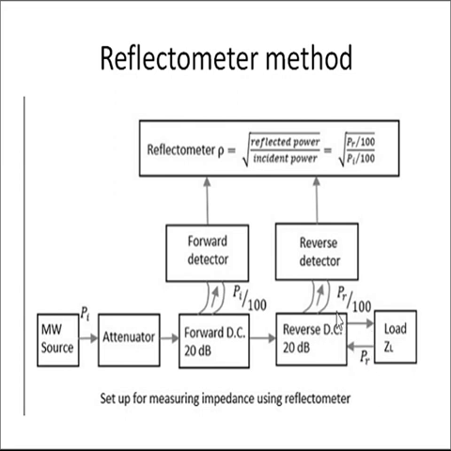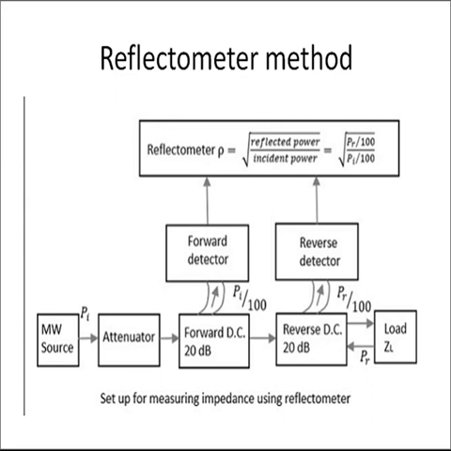Because of impedance mismatches, reflections will occur. These reflected signals will be directed by the reverse directional coupler to the reverse detector, and this reverse detector will detect the reflected signal value. That reflected signal amplitude will be forwarded to the reflectometer, and the reflectometer will indicate the value of the reflection coefficient by taking the square root of the ratio of reflected power to incident power.